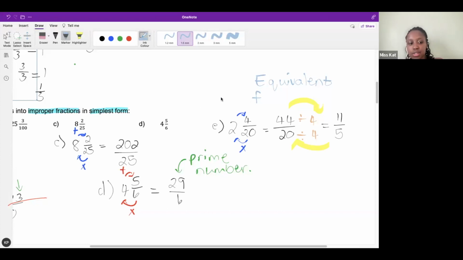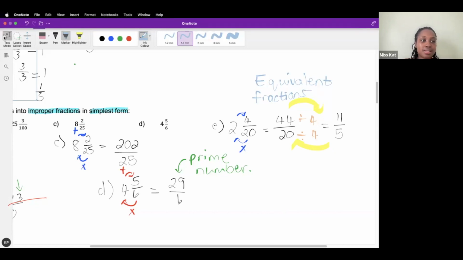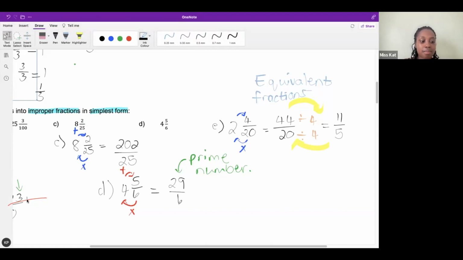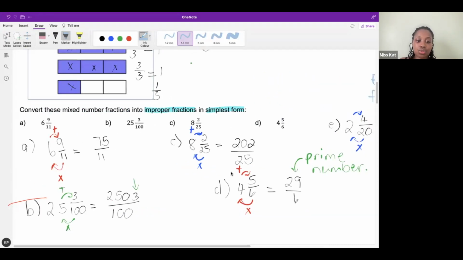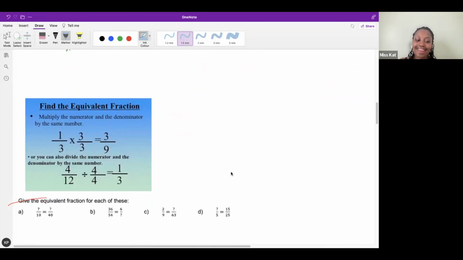There. So it's equivalent fractions. Okay, so equivalent fractions means that they have the same meaning. Okay, so you can either multiply the denominator and numerator by the same number, or in this case, we divided the numerator and denominator by the same number. Okay, so that takes us to the next part.